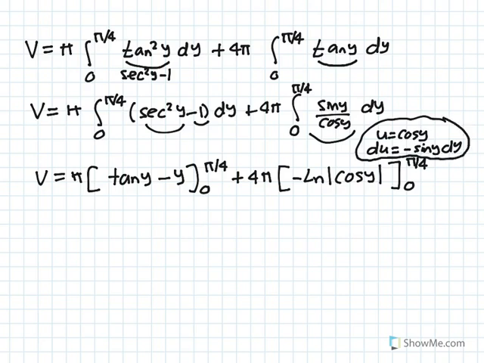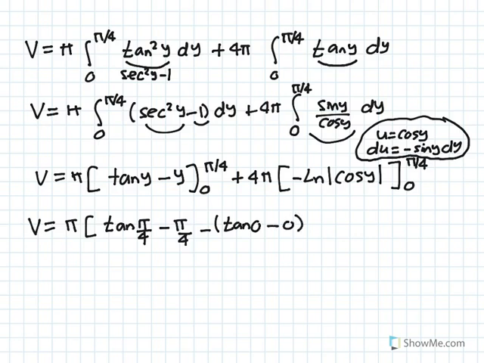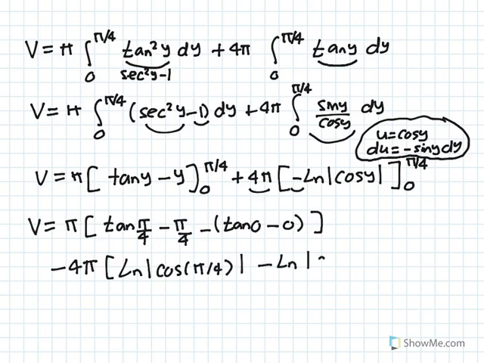I've left out some of the steps of the U substitution, but you should be able to do that. That's quite easy. So volume is equal to pi times, put the upper limit in, we get tangent pi over 4, applying fundamental theorem of calculus, minus pi over 4, minus, put the lower limit in, we get tangent 0, minus 0, close bracket, another close, and then plus, minus 4 pi. Let's combine this minus with a 4 pi and write this as minus 4 pi log of cosine of pi over 4 minus log of cosine of 0.